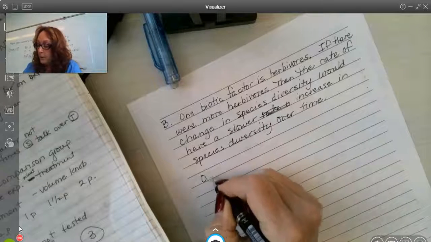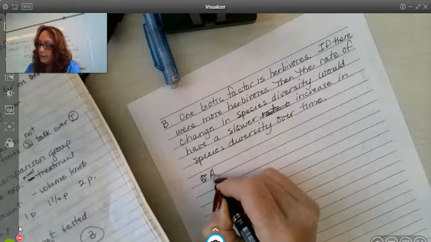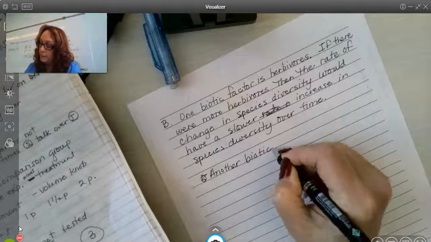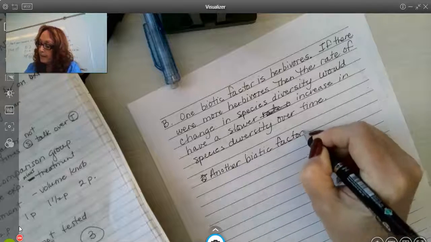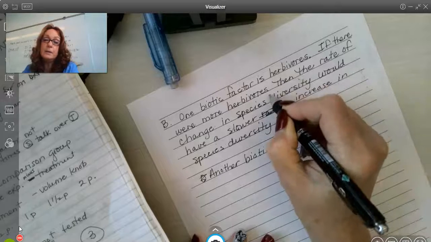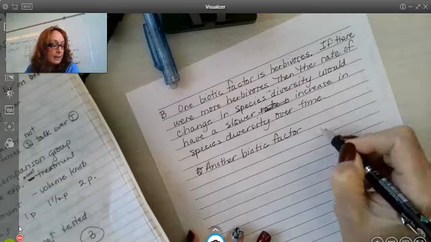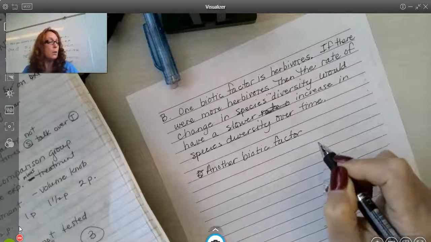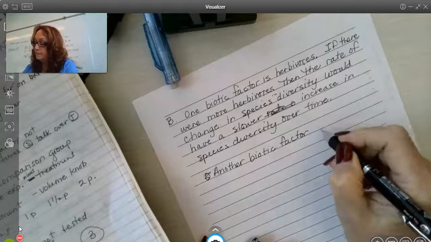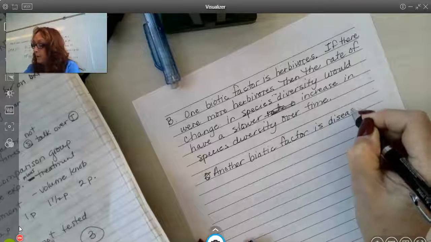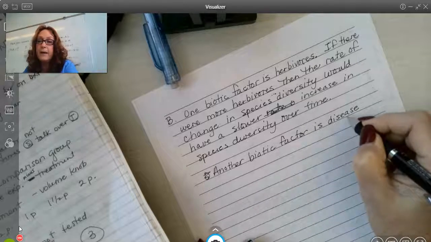Let's pick another one. Another biotic factor. Now, this is identify, so I'm assuming this is worth 2 points. Name it, explain it. Then I'm going to have to name it, explain it. So, I don't know, let's put disease. Most of y'all put that on your test. Another biotic factor is disease.